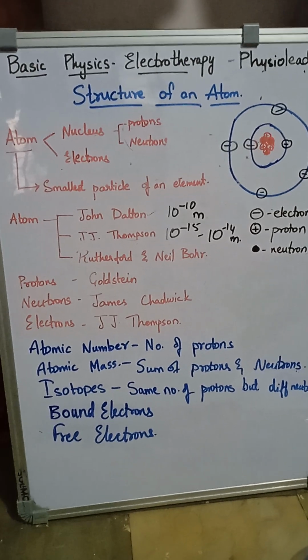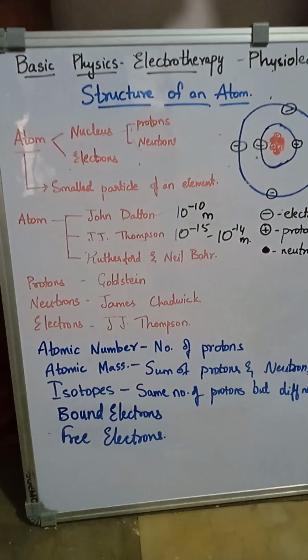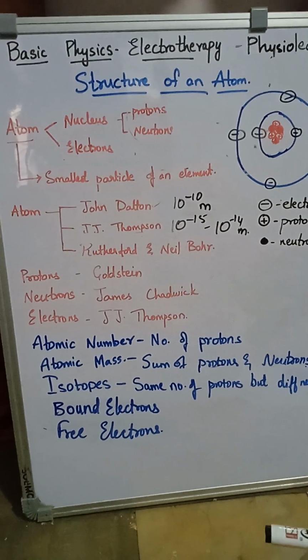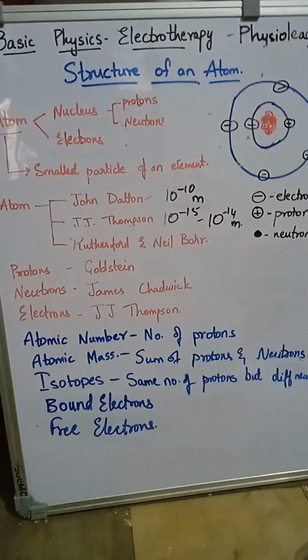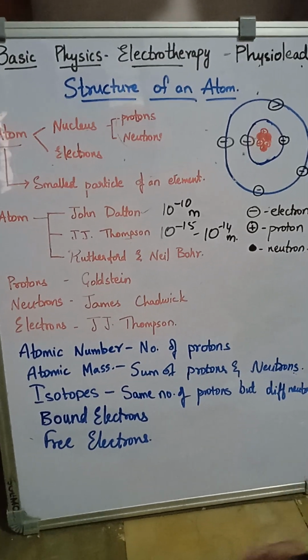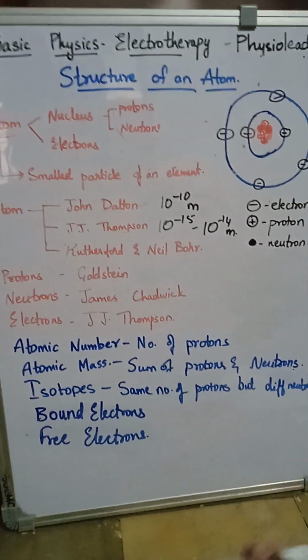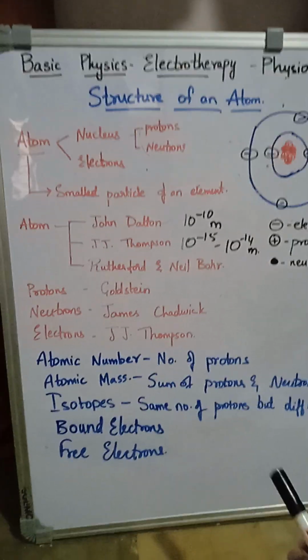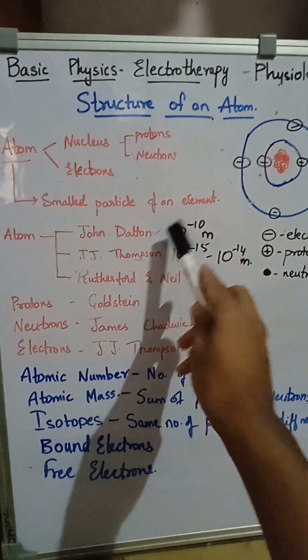Today I am going to explain the structure of an atom from electrotherapy basic physics. So atom is the smallest particle of an element. Every matter consists of an atom. So this was told by John Dalton. So many studies have been done on atoms. So the first person to tell that matter consists of an atom was John Dalton.